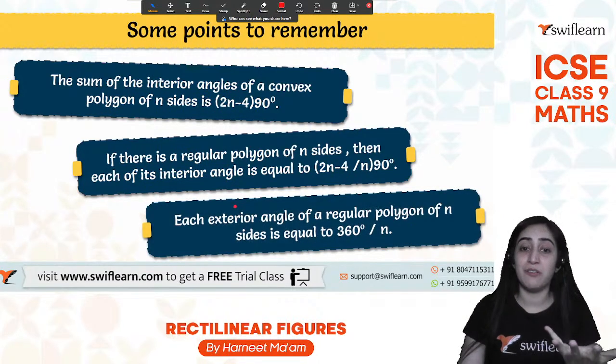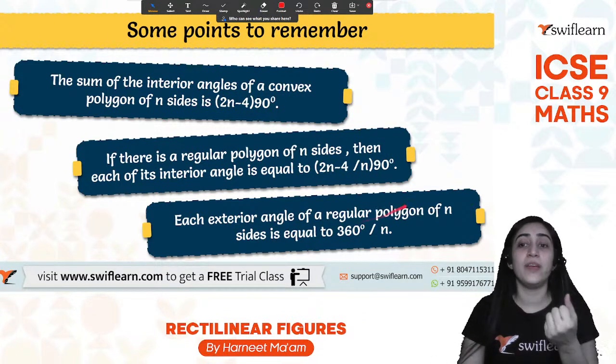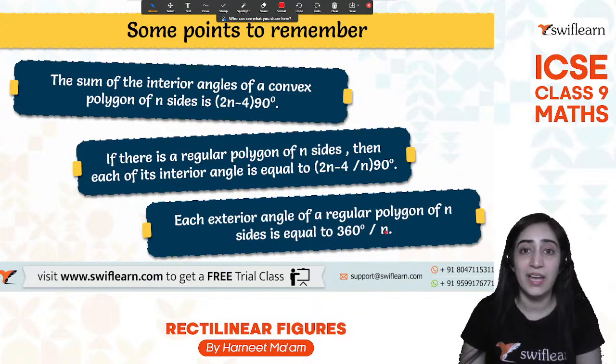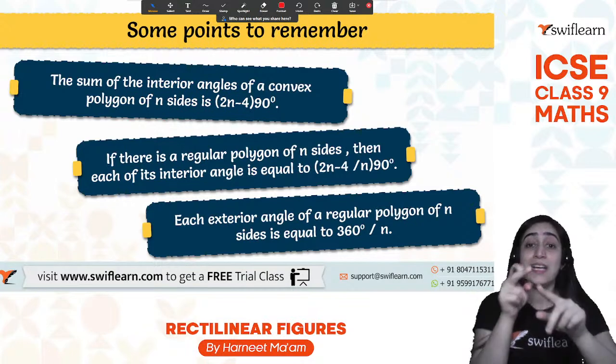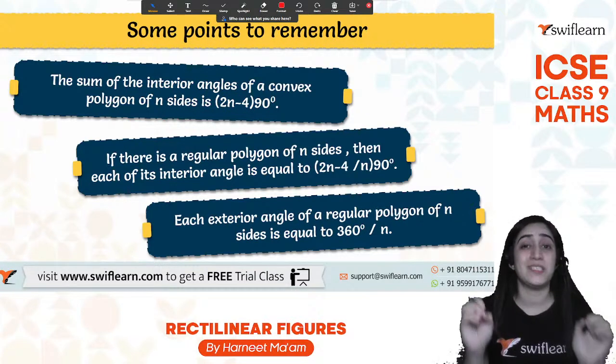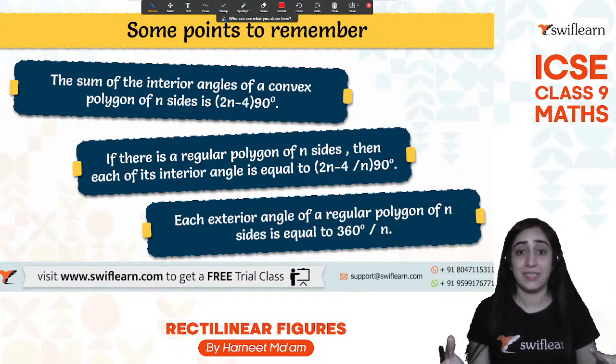When we talk about the exterior angles, each exterior angle of a regular polygon with n sides is equal to 360 degrees divided by n, because we visualized this in the first video. If you haven't, you can go back and see that the exterior angle sum is always 360 degrees irrespective of the number of sides it has. All right.